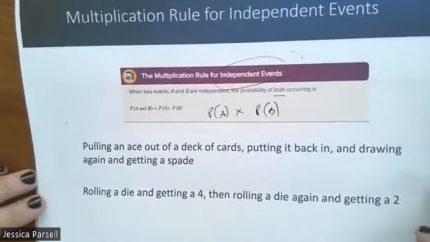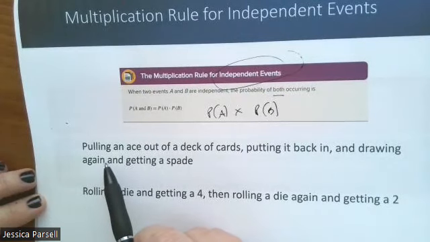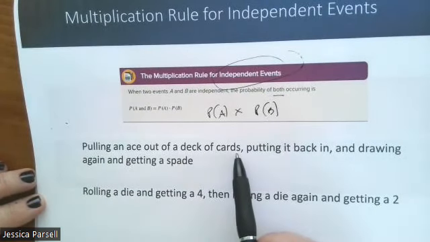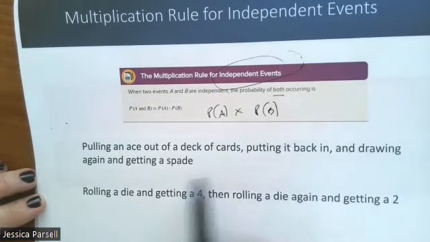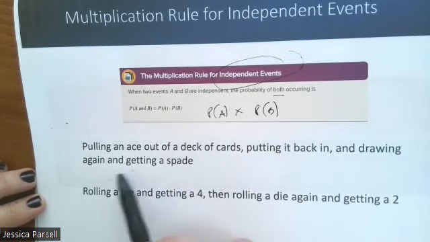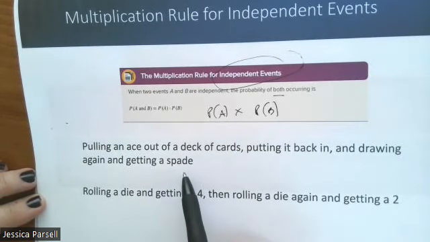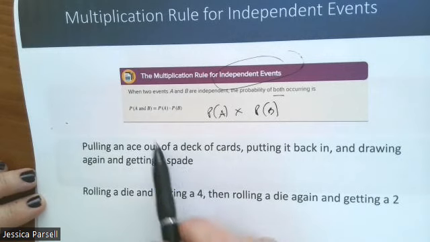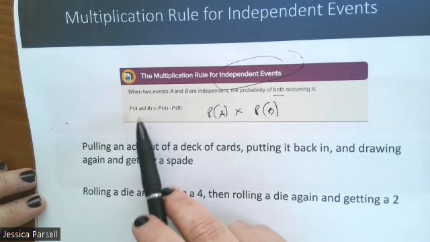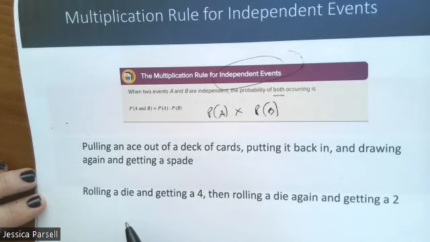So here are some examples. Let's say you pull an ace out of a deck of cards, you put it back in, and you draw another card and you get a spade. If we were looking for both of those to happen, one event and the other event, we would just multiply the two probabilities together. Same for rolling a die and getting a 4, then rolling a die and getting a 2. Because these are independent, you could just multiply those two different probabilities together.